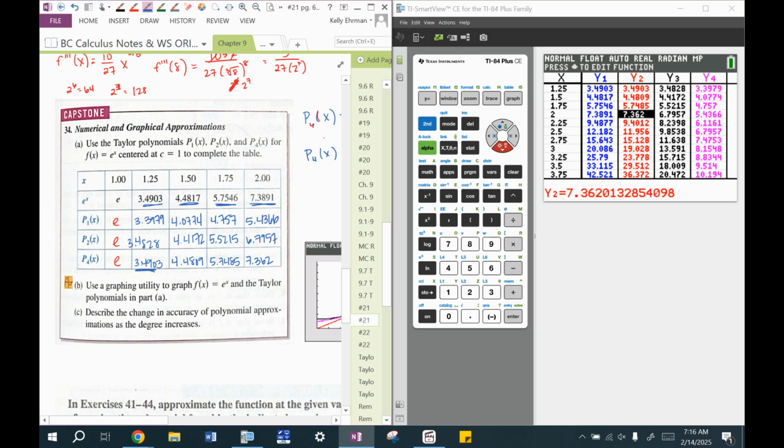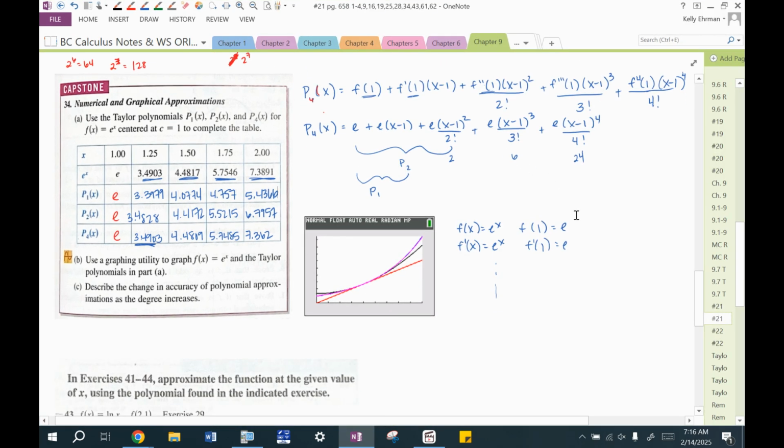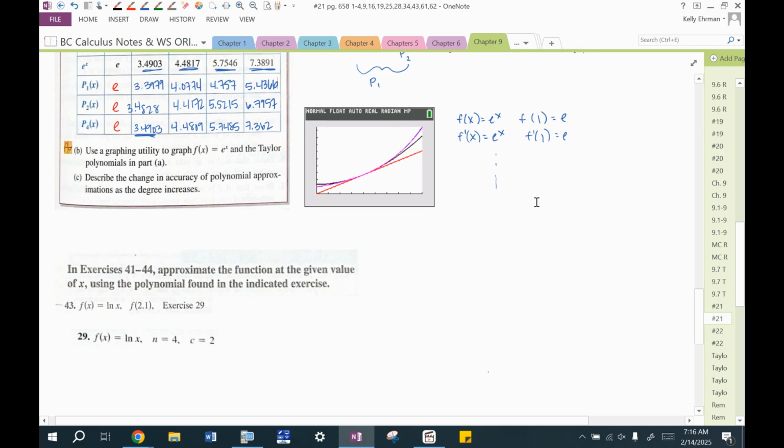So obviously, we do still have to do tangent line approximations for our AP test. But in BC, we're learning just a more accurate way. Like, what if we use these polynomials? So we'll do both.